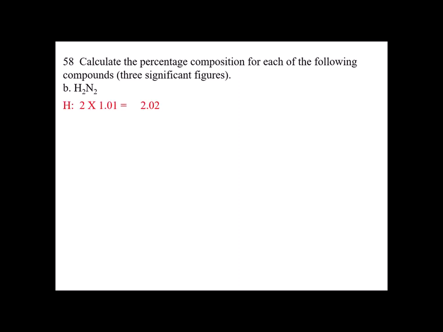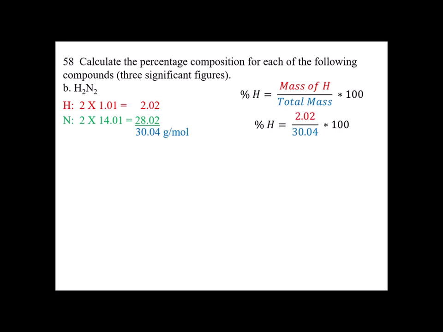So hydrogen, I have 2 times the atomic weight of 1.01, gives me 2.02. Nitrogen, there's 2 times, and the atomic weight's 14.01 to give me 28.02. I add those two together, and I get 30.04 grams. So the percent hydrogen then is going to be the mass of the hydrogen over the total mass times 100. The mass of the hydrogen is just the contribution due to the hydrogen, which was 2.02. The total mass is the total atomic weight of 30.04 times 100, and I get 6.72.